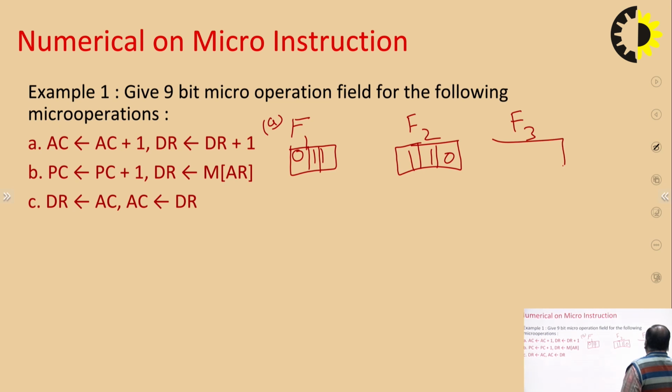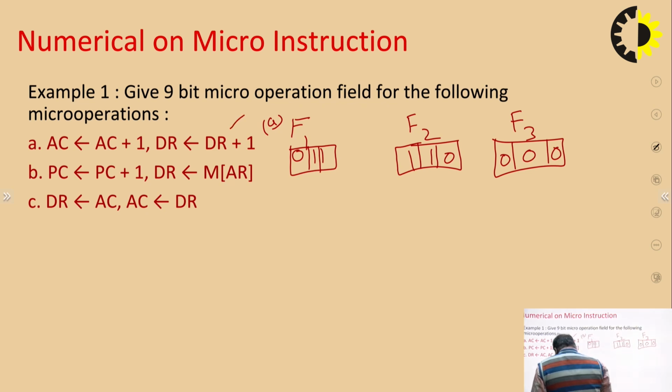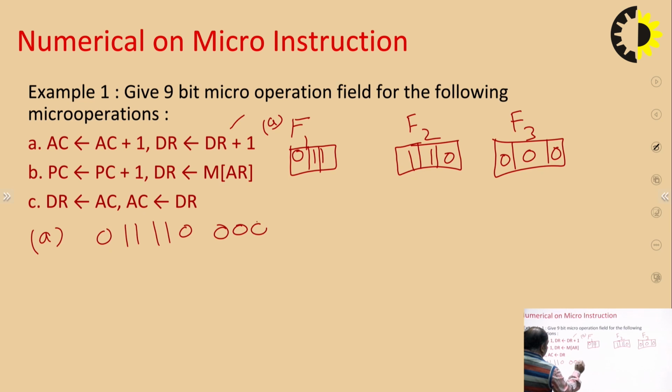For F3 it is 000. So with this example we come to know that only 2 operations are executing, incrementing the accumulator and incrementing the data register, and whichever field is not used, we write just 000. So the 9-bit address for the A part is 0, 1, 1, 1, 1, 0, 0, 0, 0.